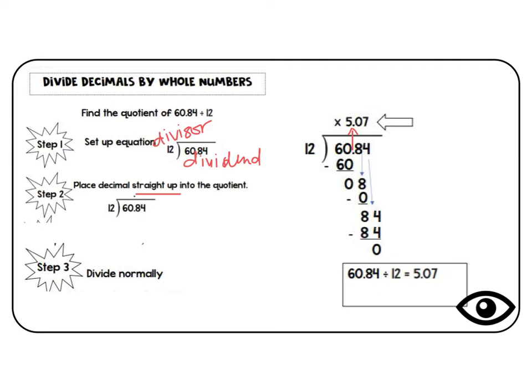So we're going to divide just like normal, except with one added step, and that's our decimal going straight up like it's on an elevator. Let's try some problems together.